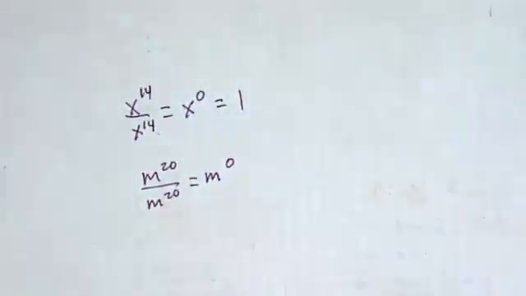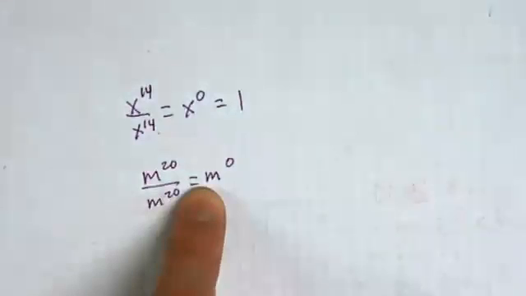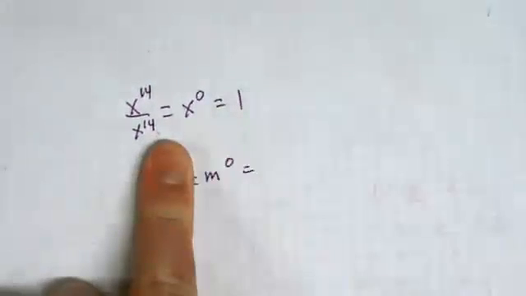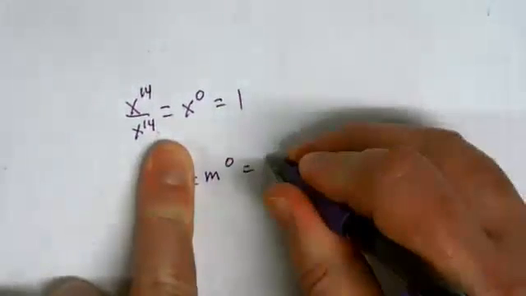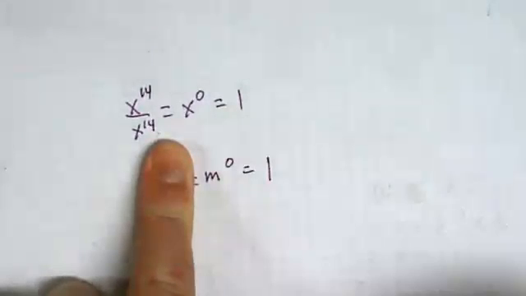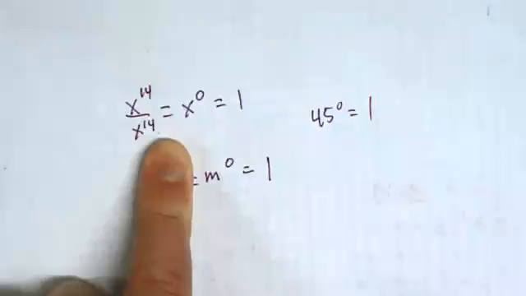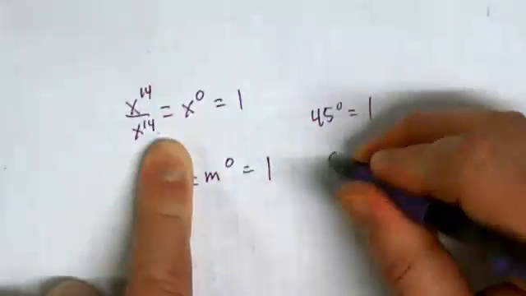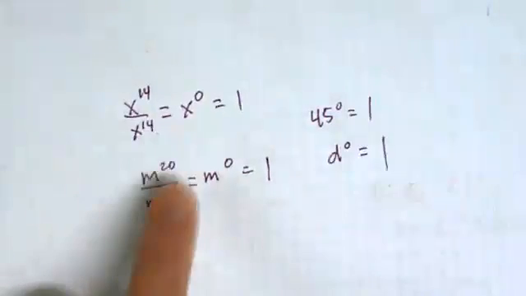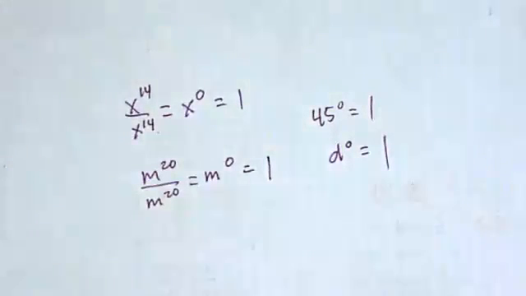Agreed? So there's a rule with exponents. When I take anything and raise it to the 0th power, what's it equal to? 1. So if I asked you to take 45 to the 0th power, that's 1. If I asked you to take d to the 0th power, that's 1. Okay?